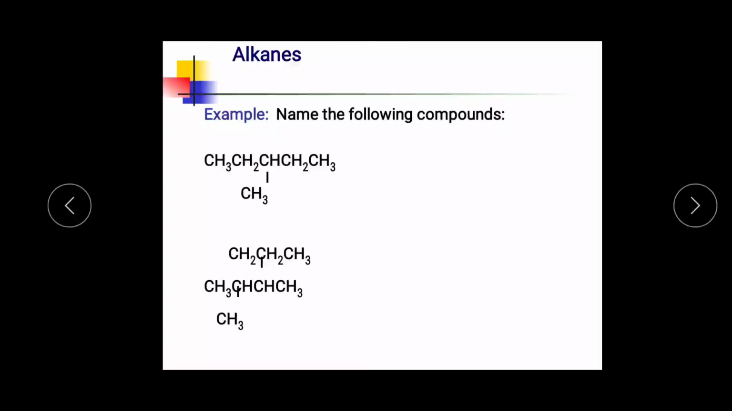For this structure, the longest possible chain, let us try to find out. 1, 2, 3, 4. 1, 2, 3, 4, 5. 1, 2, 3, 4, and 5. But take note, you're going to name it from the end where the substituent is nearest.